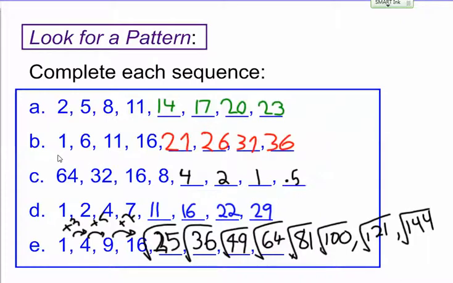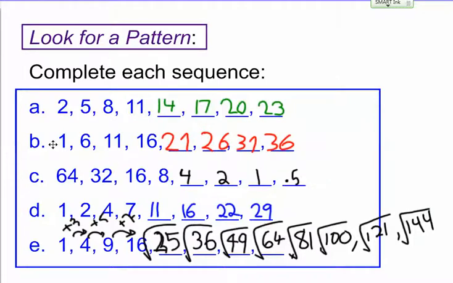In B, there were a couple of patterns some of you said. Some of you said you just add 5, which would be great because that is a pattern to get from 1 to 6, 6 to 11, 11 to 16. Somebody said every other number is adding 10, and that makes sense because 2 fives is 10.